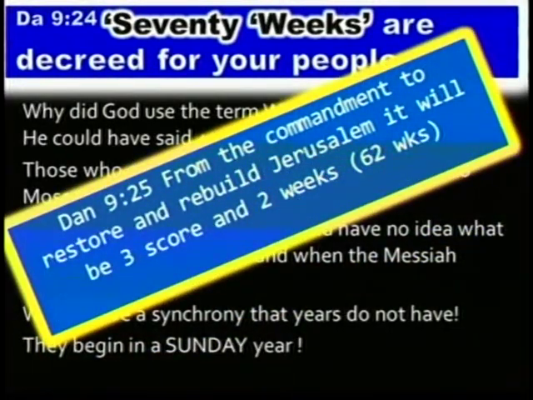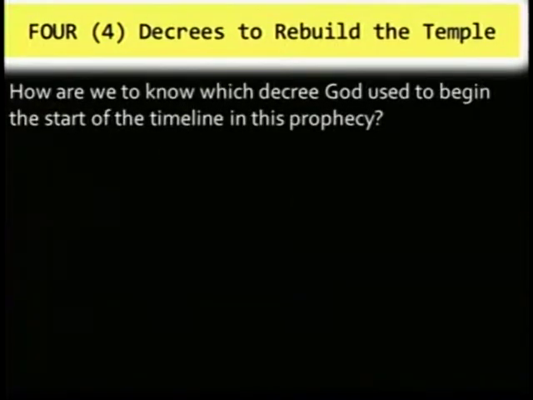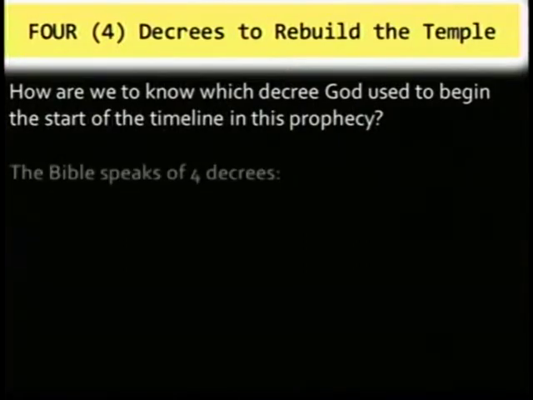Same way in Daniel 9:25. From the commandment to restore and rebuild Jerusalem, it will be 7 weeks and 62 weeks, a total of 69 weeks. Just as Letty built the church more than once, there were 4 decrees to rebuild the temple in Jerusalem. So how are we to know which decree God used to begin the start of the timeline in this prophecy?